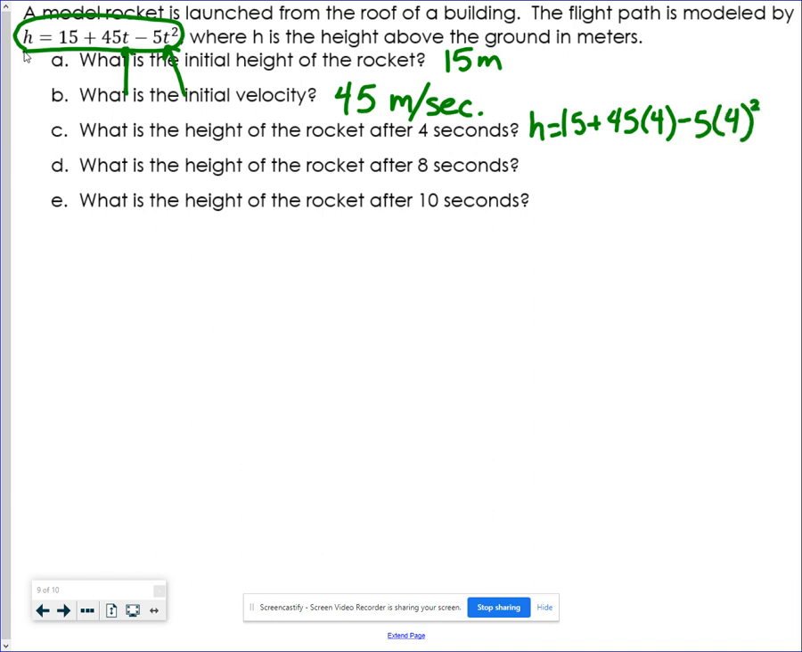Okay, and I trust you. I know that you can handle this on your calculator. This would really be, and I don't have a whole lot of space, 15 plus 180 minus 80. That's going to give me a height of 115 meters.